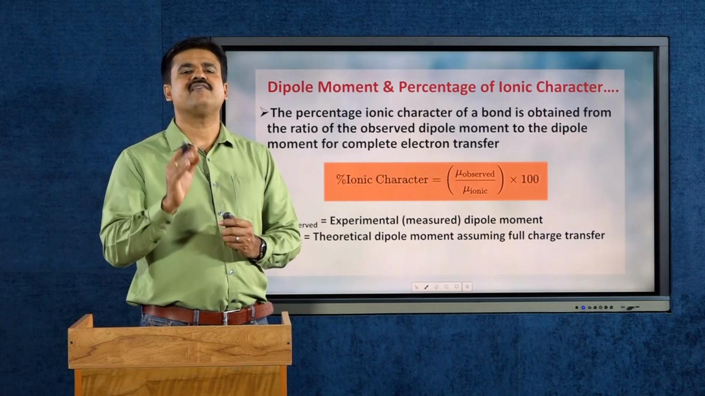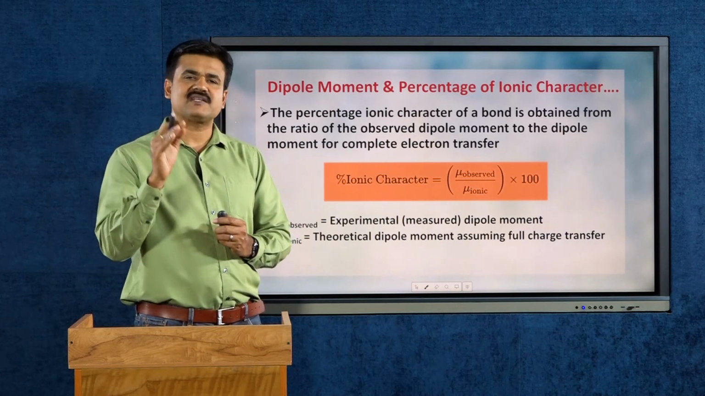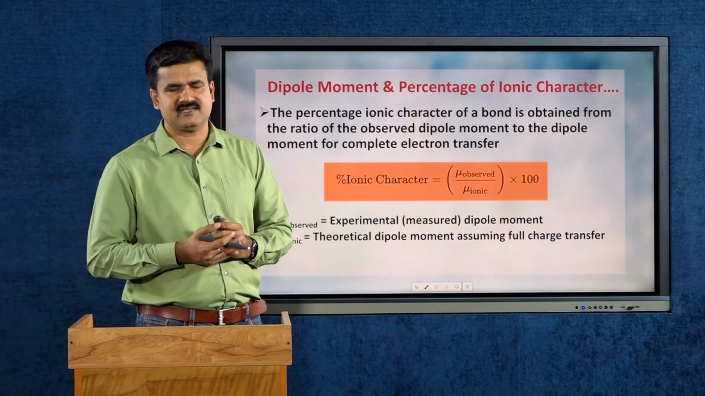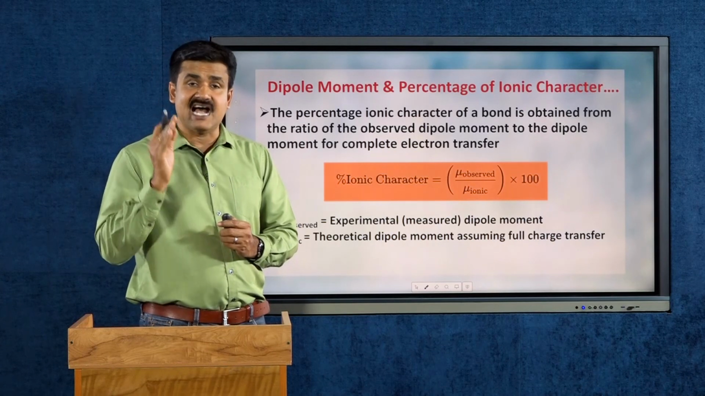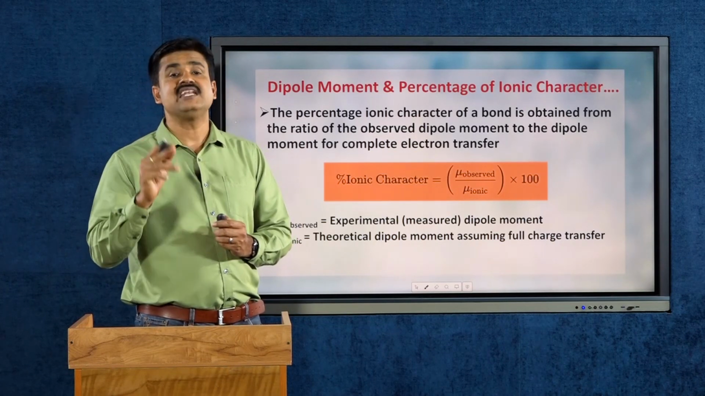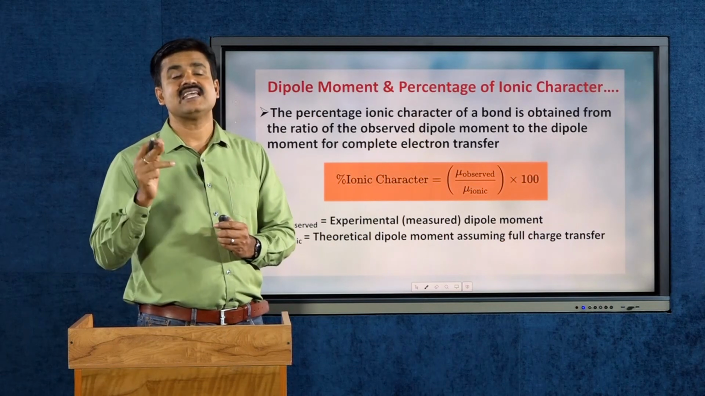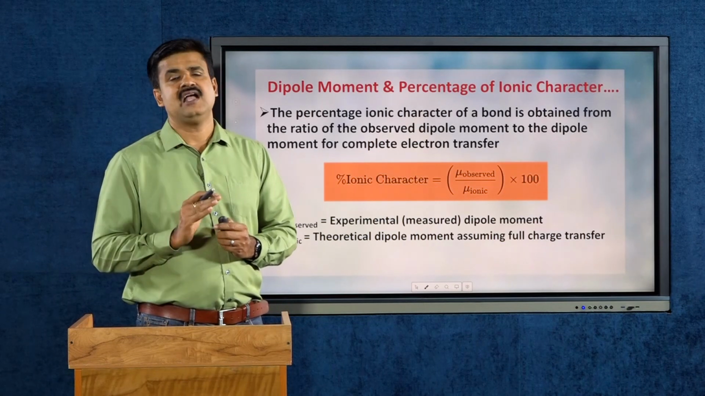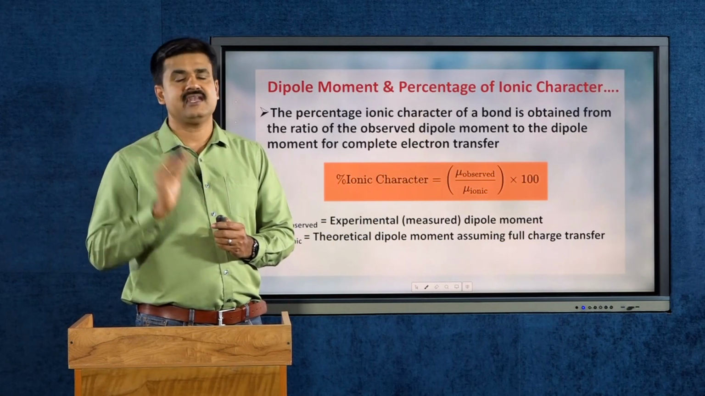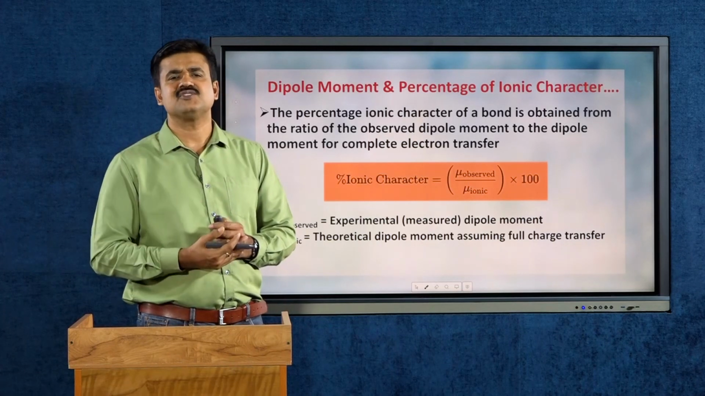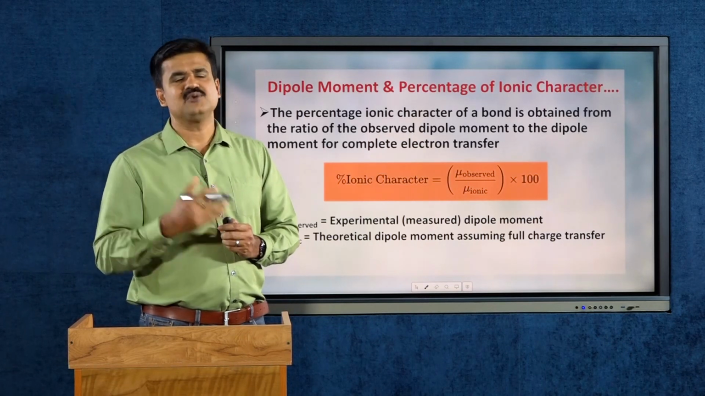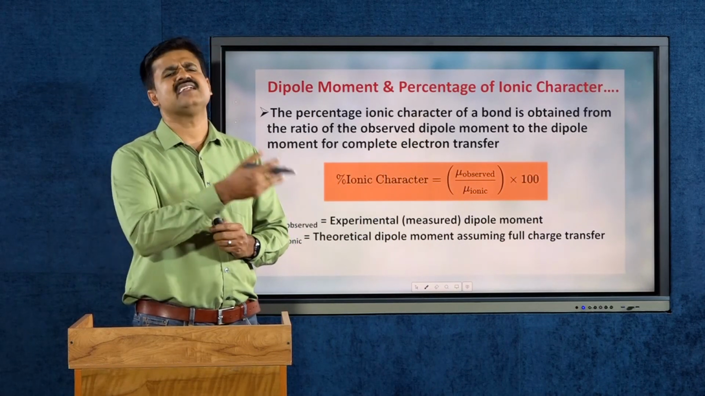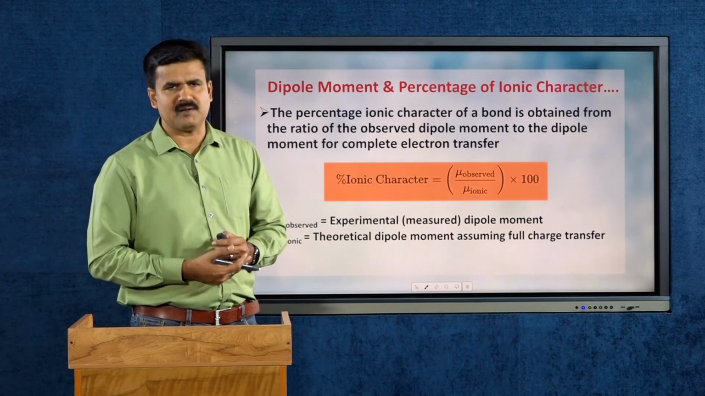For example, you are provided with the HCl molecule. It has a dipole moment of 1.03 and that is the observed dipole moment. Suppose HCl acts as H plus and Cl minus, then there will be an ionic dipole moment, say mu ionic. For HCl, it can be calculated from the bond length and it is equal to 6.9. So, you can calculate the percentage of ionic character of HCl by using the expression mu observed divided by mu ionic multiplied with 100. We can illustrate this concept by taking some problems.